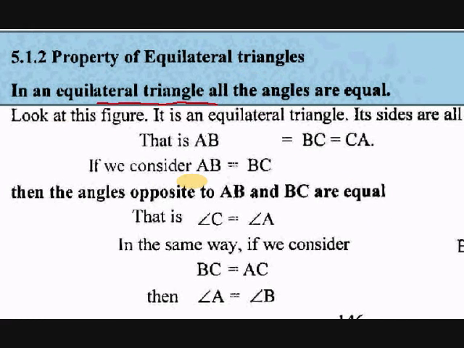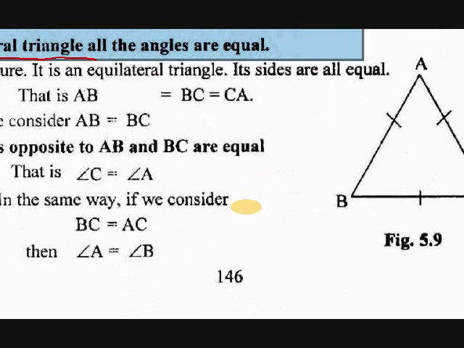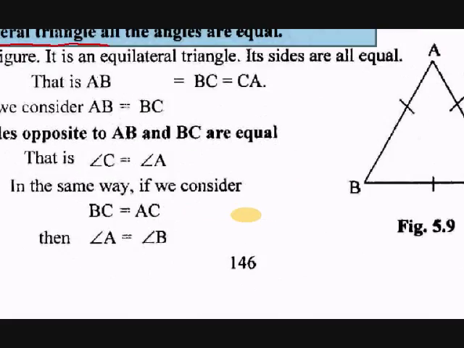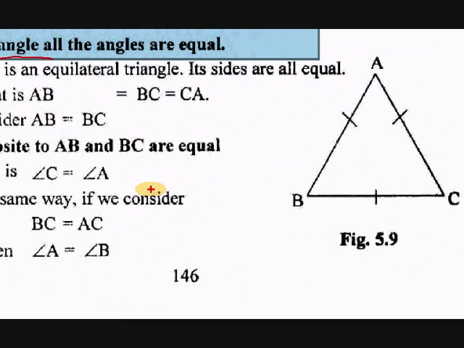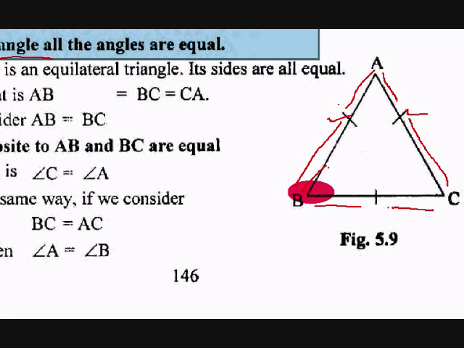Look at this figure. Its sides are all equal. That is AB equal to BC equal to CA. What do you mean by that? The distance between AB, this length, and this length, all the three are equal. Since this length and this length are equal, by the rule of the isosceles triangle, we know this angle and this angle are also equal. Okay.